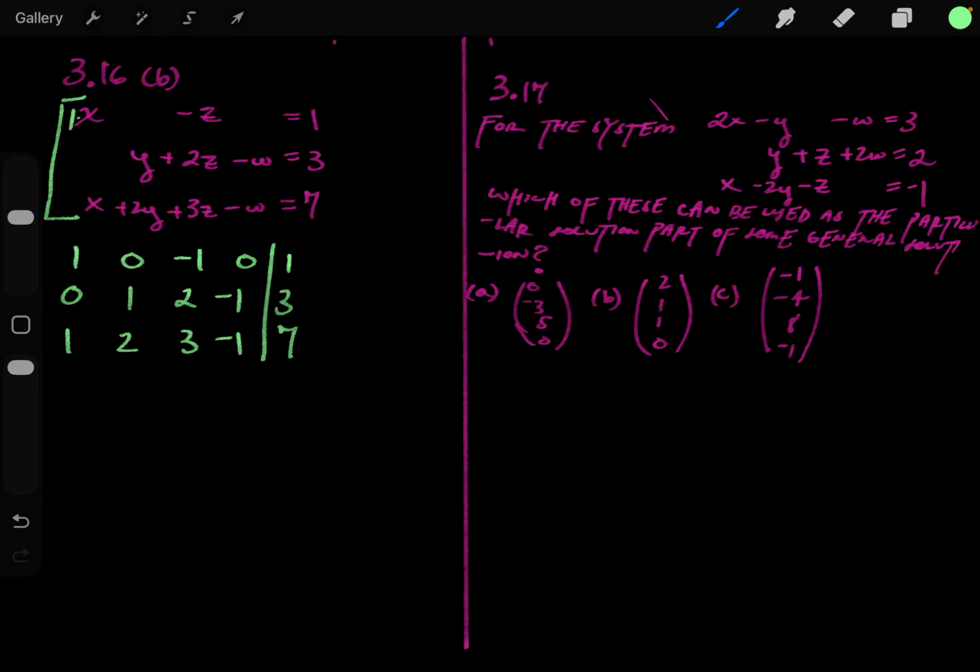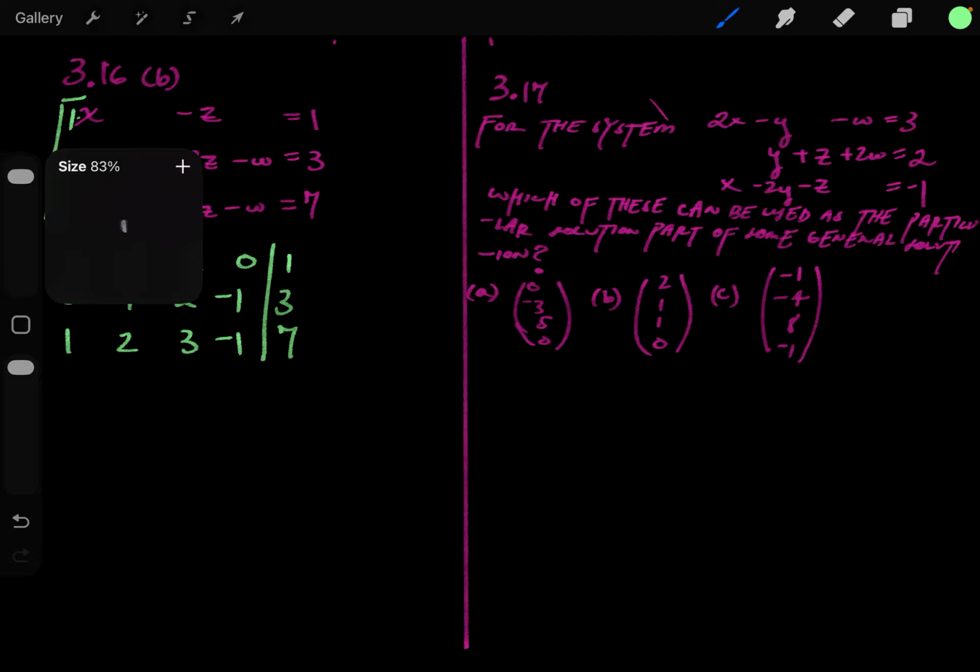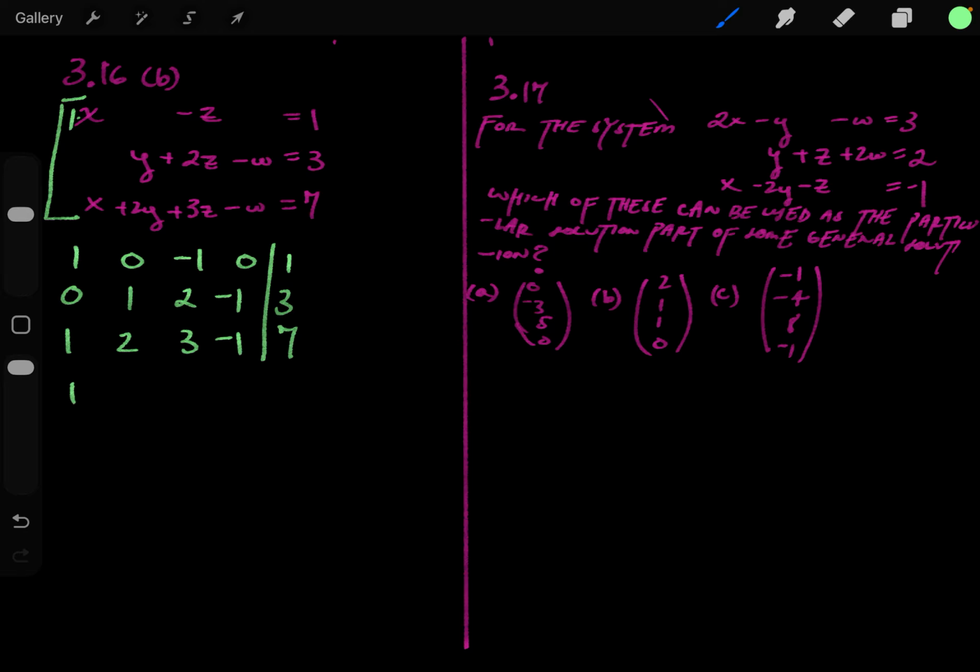Okay, so the first thing I'm going to do is negative 1 times the first row and then add it to the third row. So the first row stays the same, 1, 0, negative 1, 0, 1. The second row is going to stay the same. But now I did negative 1 the first row, and I'm adding it here. So I'm going to get 0, then 2, then 4, and then negative 1, and then 6 here.